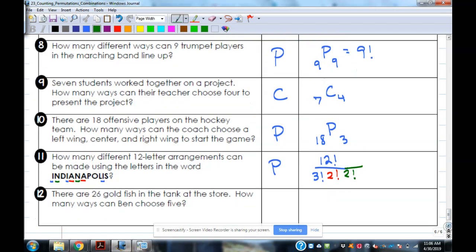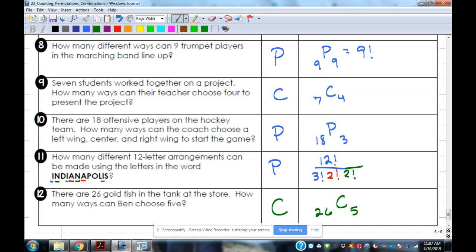Number 12, last one of the notes here. If there are 26 goldfish in the tank at the store, how many ways can Ben choose 5 of them? Combination. 26, combination 5. You could go through and find all of those values.